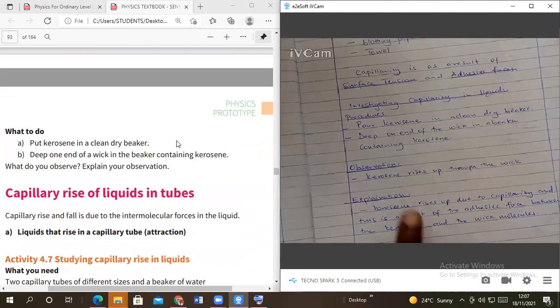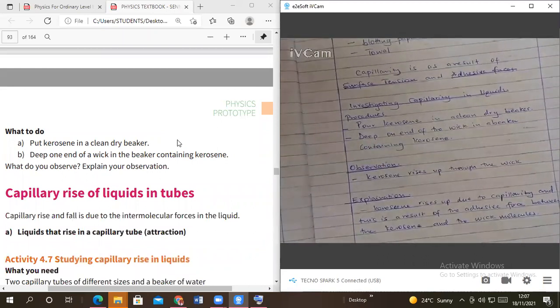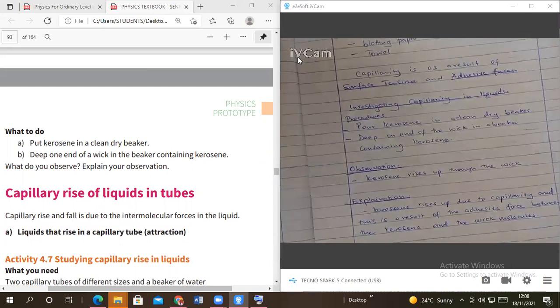So we have written the observation and we have given the explanation. We have given the procedure if you want to investigate. Pav, do you have any question, complement or subtraction or multiplication? No, I'm okay with that.